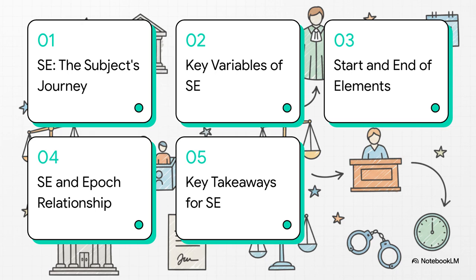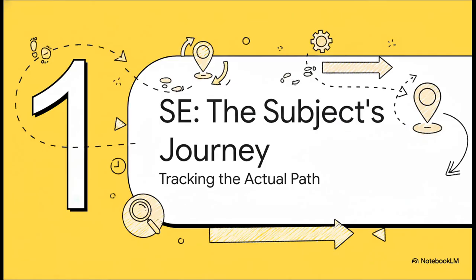First, we'll get the big picture of a subject's journey. Then, we'll zoom right into the key data points that make it all tick. We're going to talk about what these elements are, how they fit into the grand scheme of the trial, and then we'll wrap it all up with why this is so critical for anyone looking at this data. Sound good? Let's go. All right, Section 1, SE domain, tracking the subject's journey.